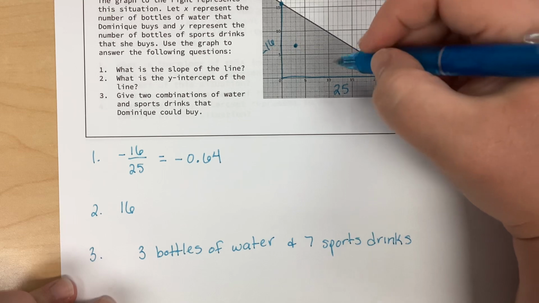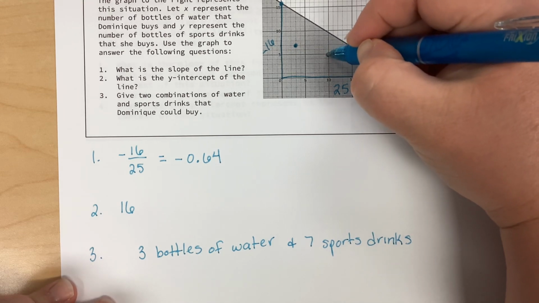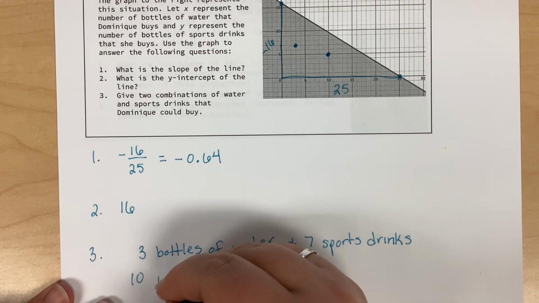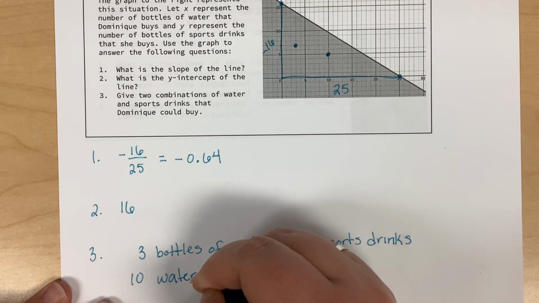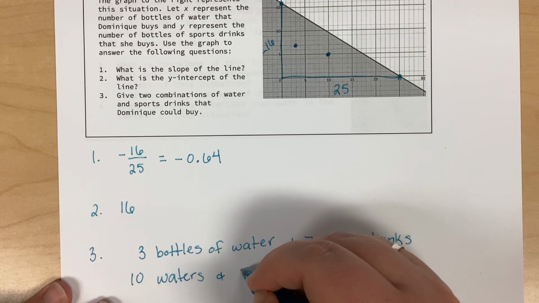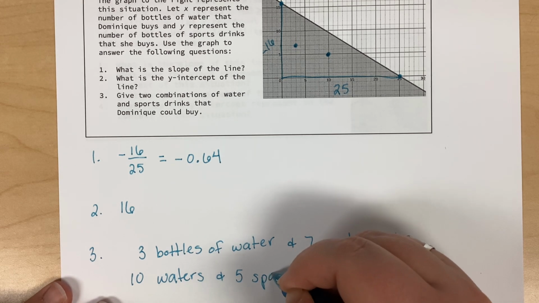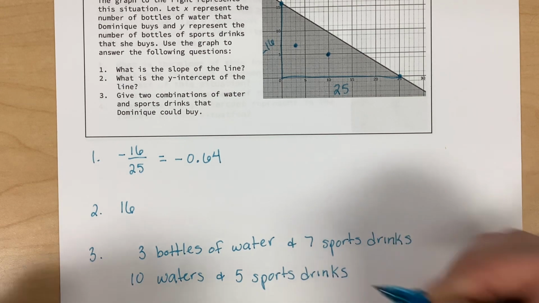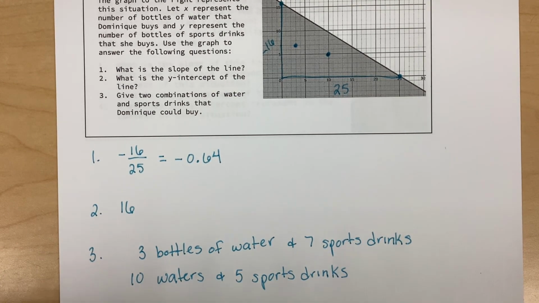Okay, another option could be this point right here. That's 10 waters and 5 sports drinks. So 10 waters and 5 sports drinks. And again, there are many, many other options. Those are just 2 points that I found.